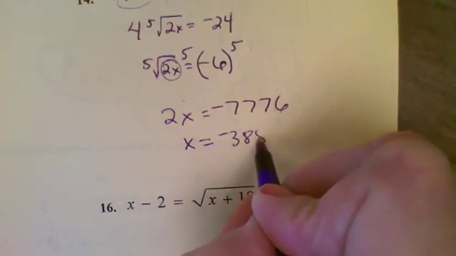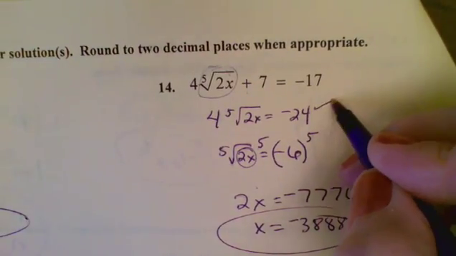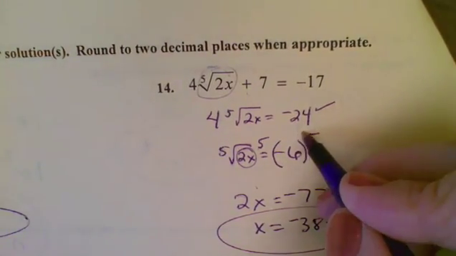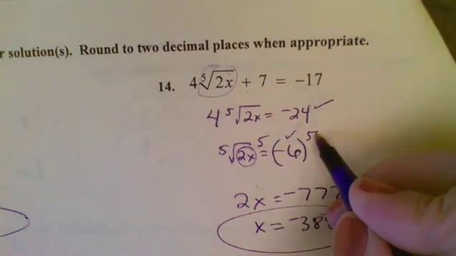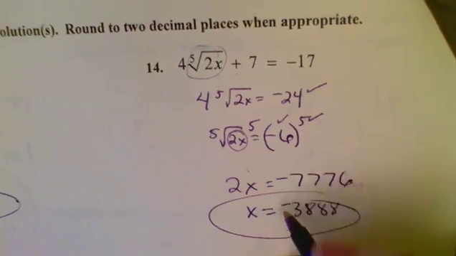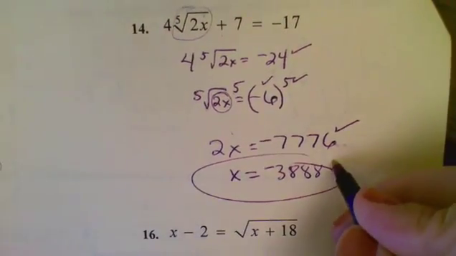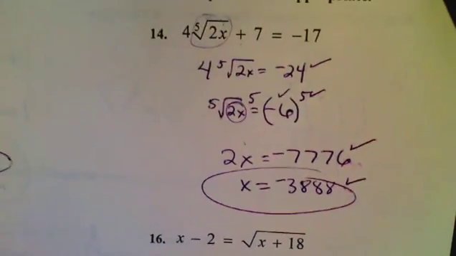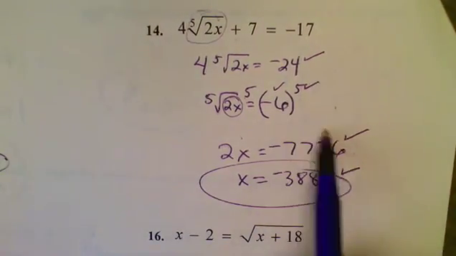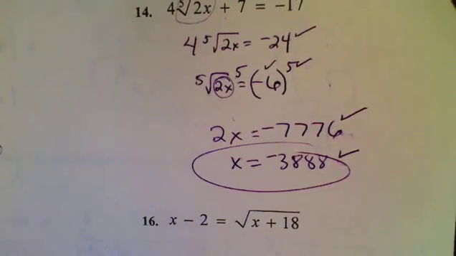So when I go to grade these, I will be looking for steps. Did you know to subtract 7? Did you know to divide by 4? Did you know to take the 5th root, or to raise it to the 5th power to undo the 5th root? This is what you got after you did that to both sides, and then did you divide by 2 to get your final answer? So those are the steps I'm looking for when I assign points to a problem. So show me those steps.